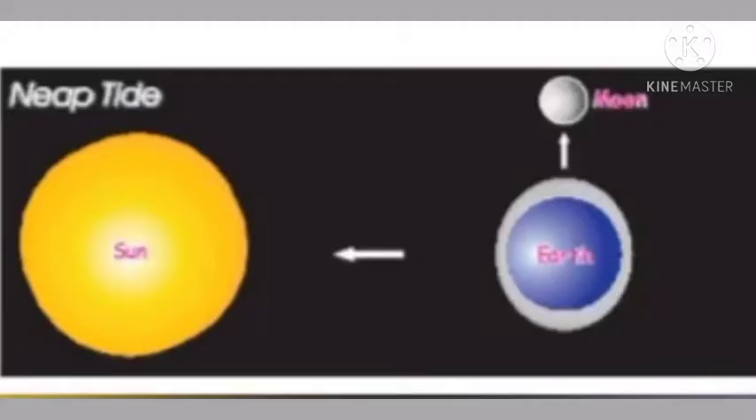But when the moon is in its first and last quarter, the ocean water gets drawn in diagonally opposite directions by the gravitational pull of the sun and the moon, resulting in low tides. These tides are called neap tides.